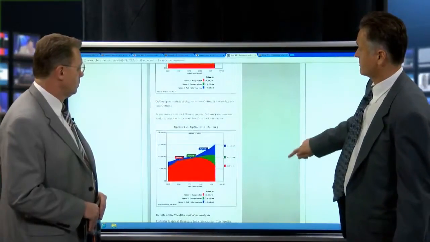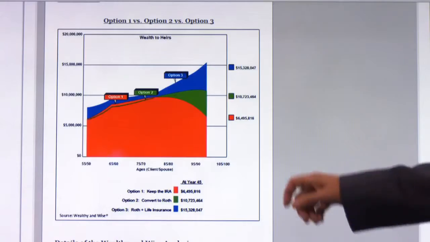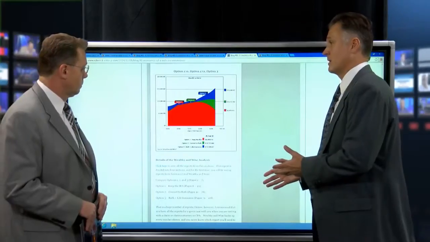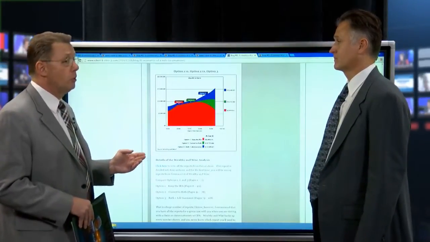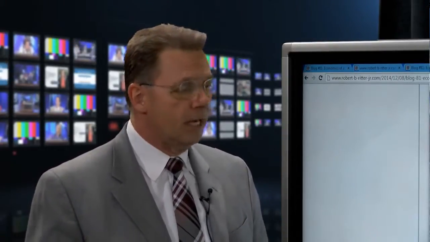Wealth to heirs, a similar comparison. As you can see there, you have $6 million, $10 million, or $15 million. So clearly better for the client, clearly better for the client's family and heirs. And of course, this will make that judgment call for you, to say, is the economics of this really worth looking at? We can always depend on a software system like this to give us the real detail.